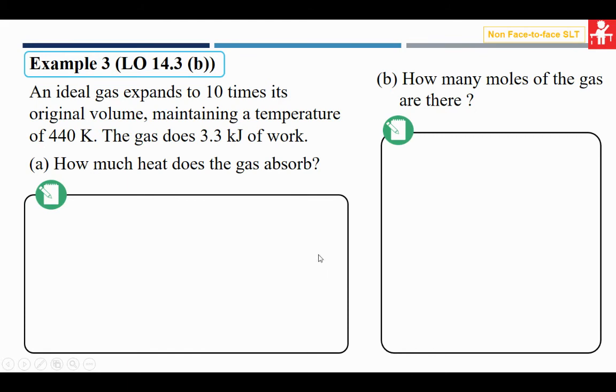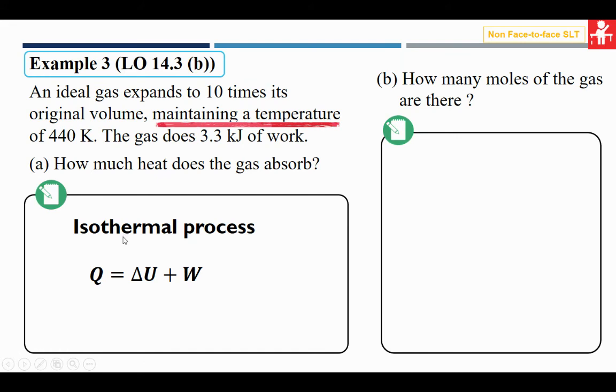So now let's do an example. Example 3: an ideal gas expands to 10 times its original volume, maintaining a temperature of 440 Kelvin. The gas does 3.3 kilojoules of work. How much heat does the gas absorb? From the question, we can see that the temperature is maintained at 440 Kelvin. Therefore, we know that the process is isothermal.